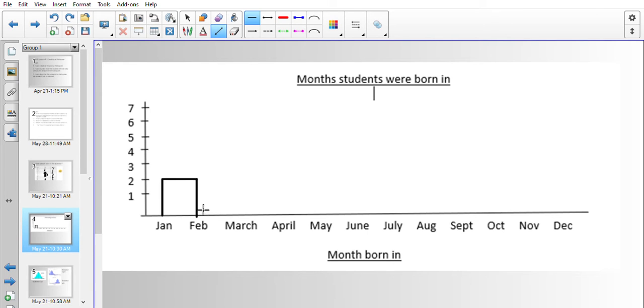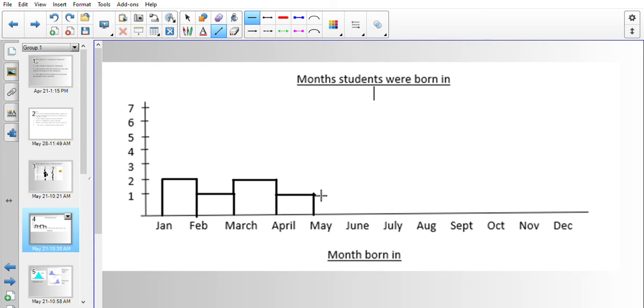In February, there was only 1 person born. So my line just goes up to the 1. You can see how that corresponds right there, right? In March, there were 2 people born. So again, I'm going to go up to the 2 and then over to April, right? To signify the entire month of March. In April, there was only 1 person again. So I'm just going to put this right at the 1.